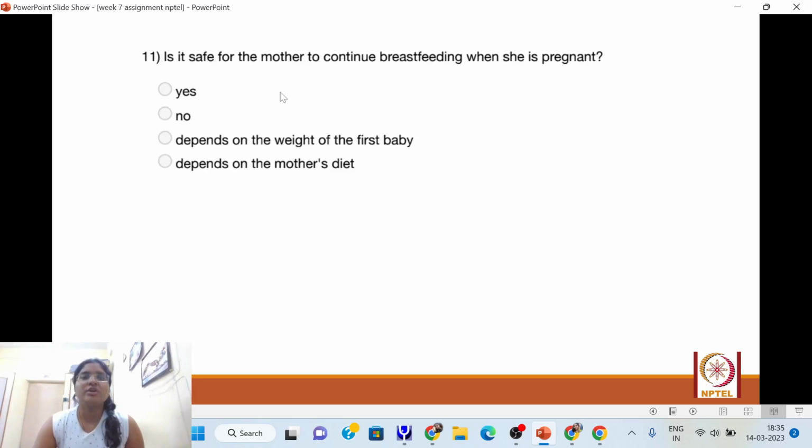Is it safe for the mother to continue breastfeeding when she is pregnant? Yes, no. Depends on the weight of the first baby, depends on the mother's diet.